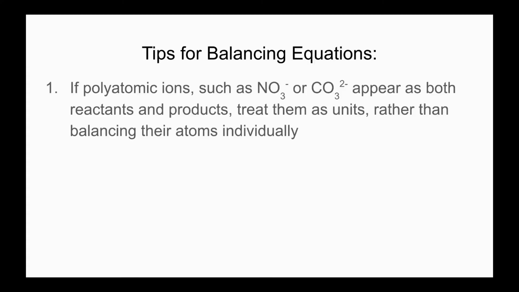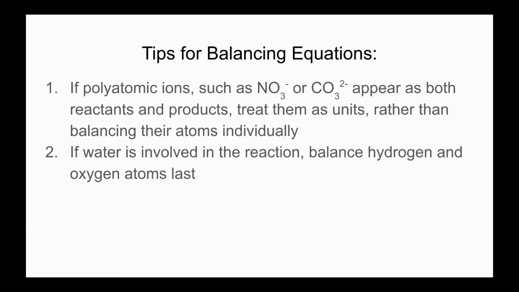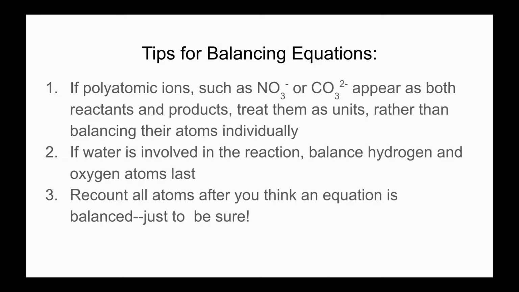So some tips for balancing these equations. If you have polyatomic ions such as NO3 minus or CO3 2 minus, and they appear on both sides as reactants and products in their ion form, you want to treat them as units. Sometimes you'll see parentheses around these polyatomic ions with an additional subscript on the end of the parentheses. If they are like that, treat them as units and it makes it a little bit easier. If water is involved in the reaction, you want to balance hydrogen and oxygen atoms last. And then number three is recount all those atoms after you think the equation is balanced, just to be sure.